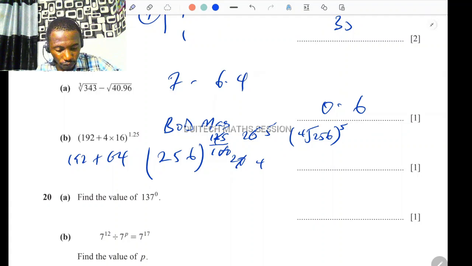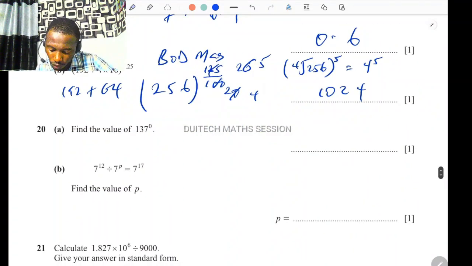So the cube root 4 of 256 will give us 4. So it will give us 4 to the power 5, which is 1024. Now anything to the power 0 is what? 1. So here is just 1.